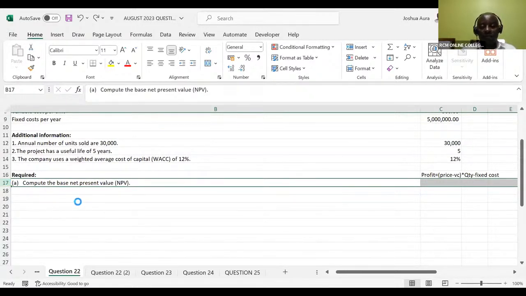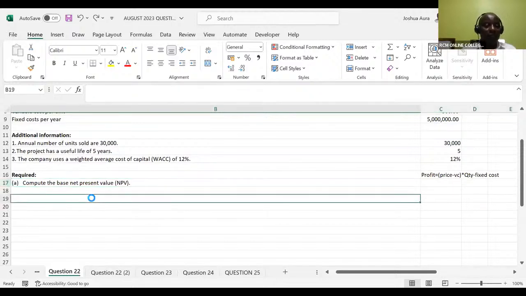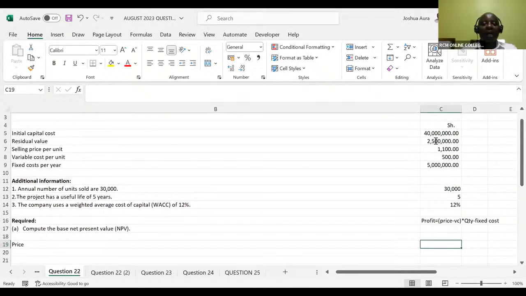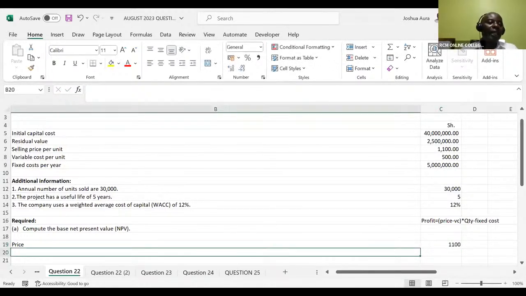So then what I need to do, ladies and gentlemen, is to start with the first thing. I need the price. So I say tab. The selling price given in this question is 1100. Please do this manually. Don't start picking the figure from the question, just type 1100 there. And then you say enter, it comes here.